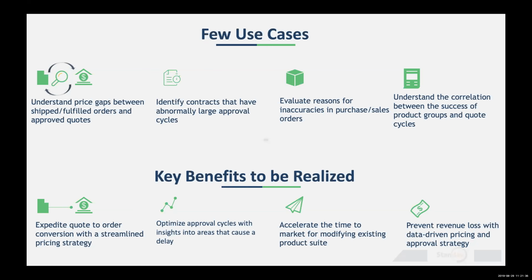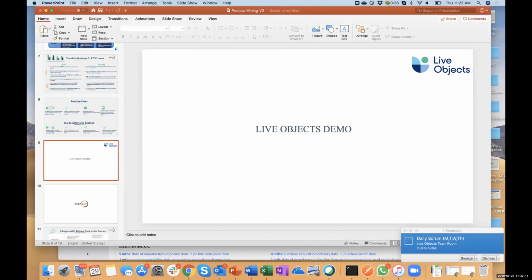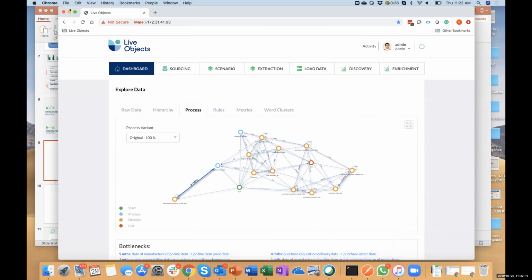This could also be leading to revenue loss, which you can prevent if you plug all these inefficiencies in your process. And more importantly, expedite your quote-to-cash process to streamline the customer experience and maximize your revenue. It will also improve your renewal cycles and your overall sales experience, right? So let's jump into the product demo and look at how the LiveObjects system really looks and what some of the benefits are that users can derive from it.